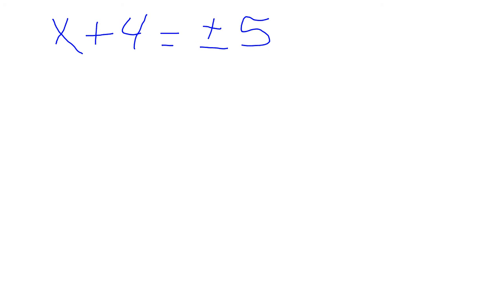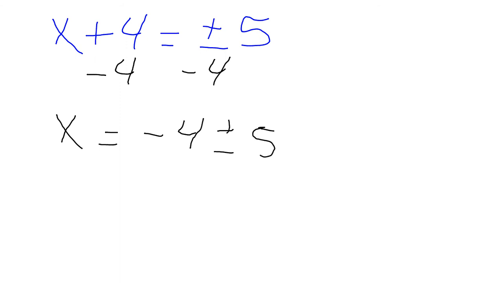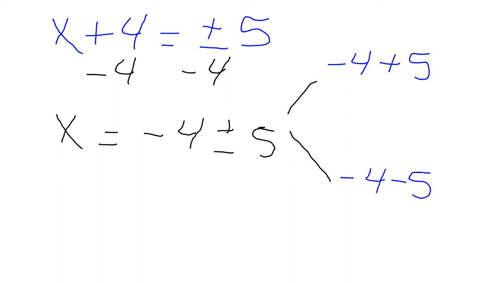What we now need to do is we need to get x by itself. So to get x by itself, we subtract 4 from both sides. Noticing I'm not lining up the 5 and the 4 because something has to happen. So I have x equals, and I'm going to go negative 4 plus or minus 5. This branches off into two problems. It's going to branch off into a negative 4 plus 5, and it's going to branch off into a negative 4 minus 5. And I'm going to solve both of those.